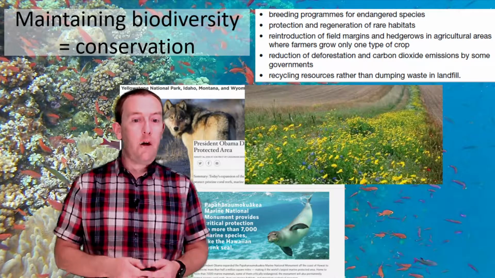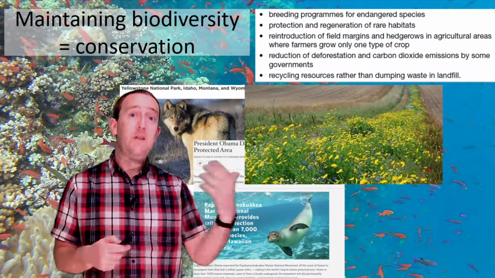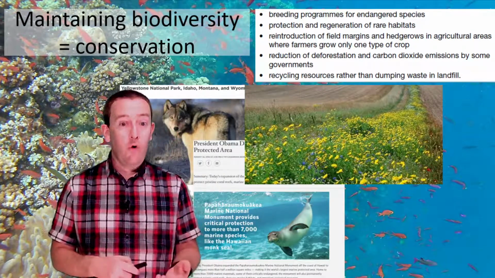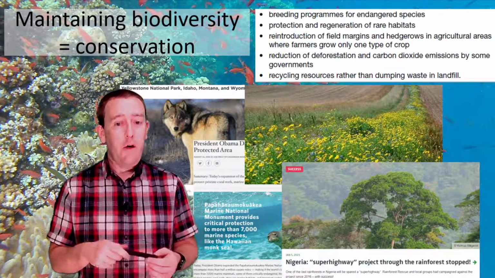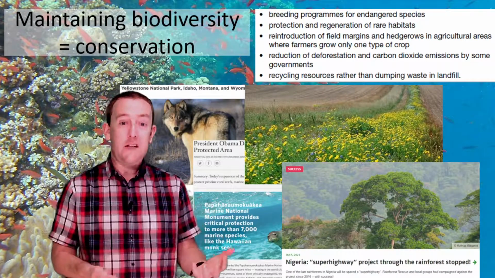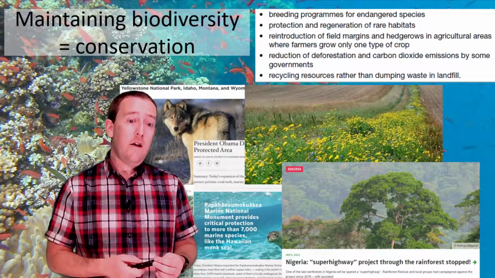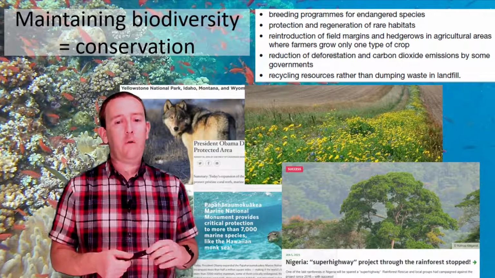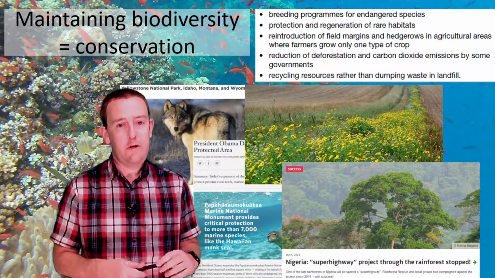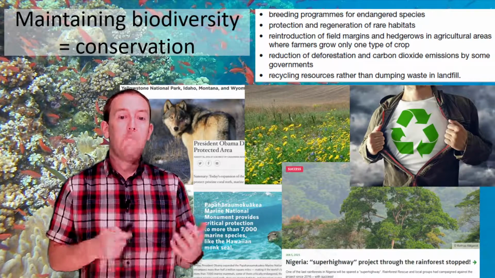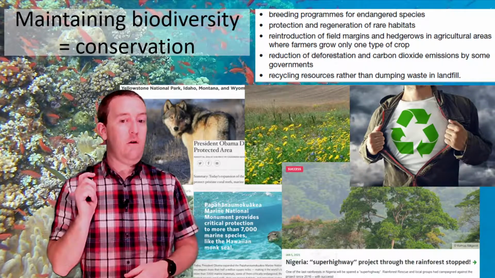Reintroduction of field margins in the UK to stop runoff, eutrophication from previous lessons. Obviously that's now law in this country and across Europe. We've got here protection of reducing deforestation, and this is a win from early this year, which is that Nigeria has decided not to put a superhighway through primary rainforest. They've managed to stop that project, which is very good news from just a month ago, and of course much more recycling. See previous lesson on that.